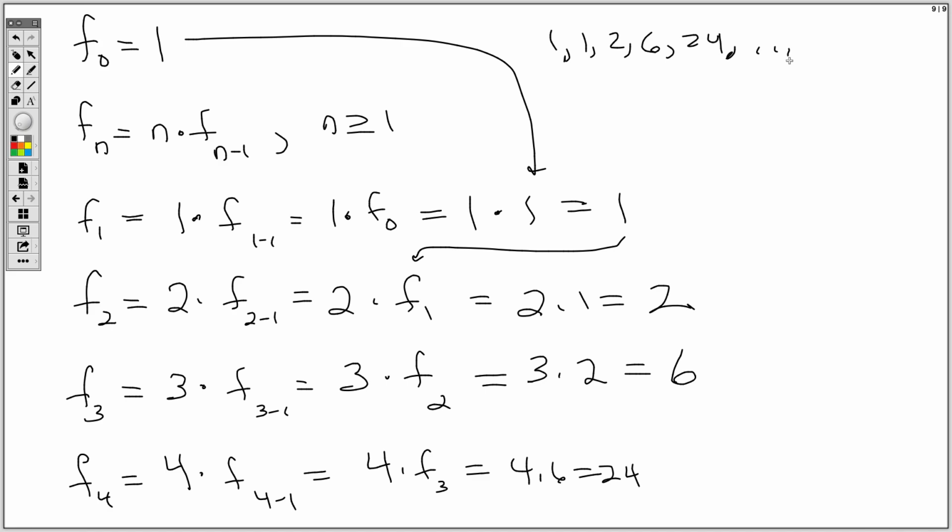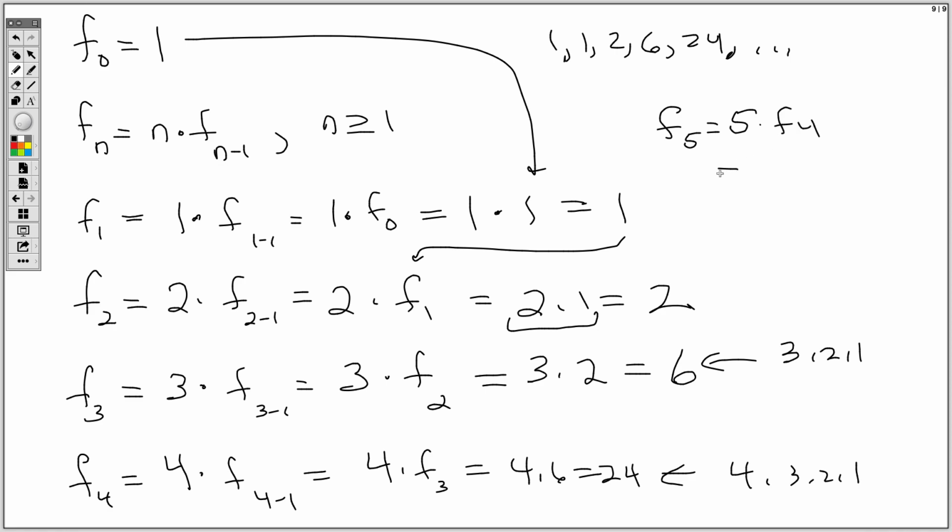But let's write out a little more detail here. So 3 times f sub 2 is 3 times 2 times 1, and that's another way to get 6. 4 times f sub 3 would be 4 times 3 times 2 times 1. That's another way to get 24. And hopefully now you can see the pattern a little better. F sub 5 would be 5 times f sub 4, which would be 5 times 4 times 3 times 2 times 1, and that's 120.